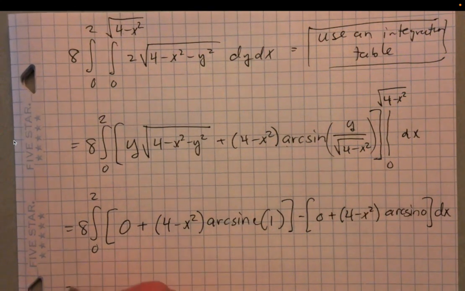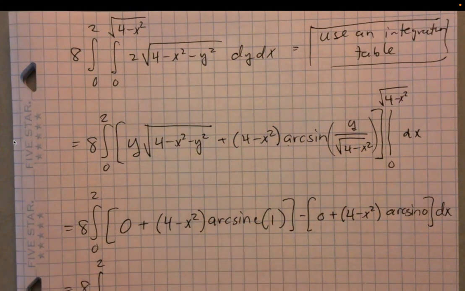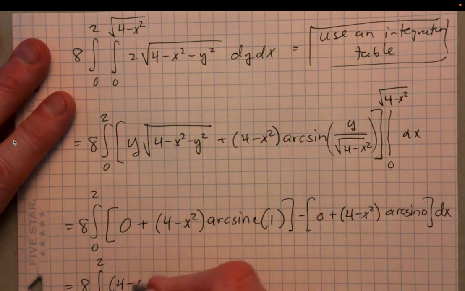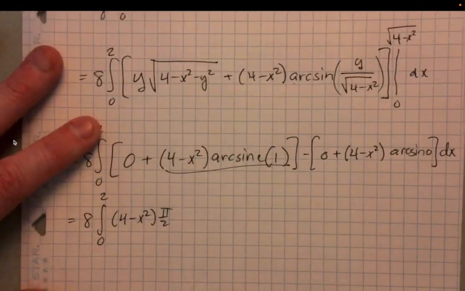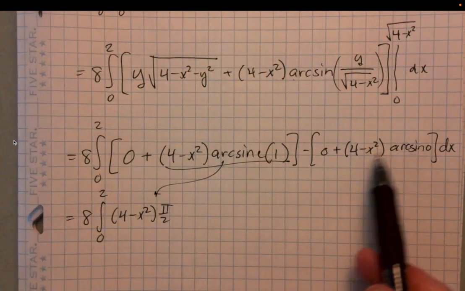And what do we get? Simplify this down. Arc sine of 1 is pi over 2, right? So the sine is equal to 1 at pi over 2. The inverse sine is only defined from 0 to pi, and the only place in that interval where we have sine equal to 1 is at pi over 2. So you should get 4 minus x squared times pi over 2. That's this piece coming down here.